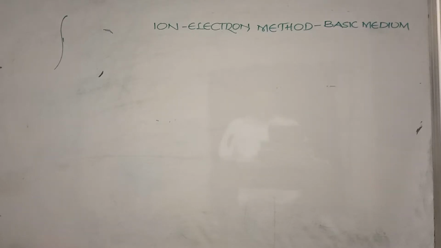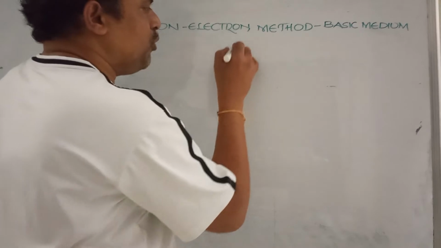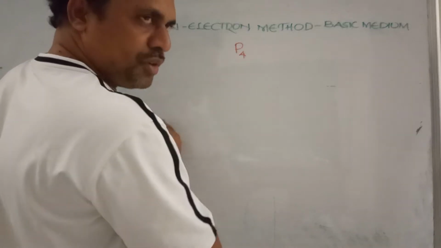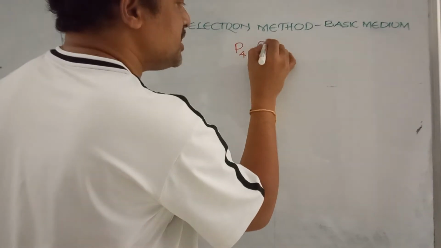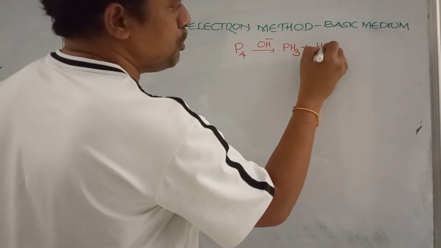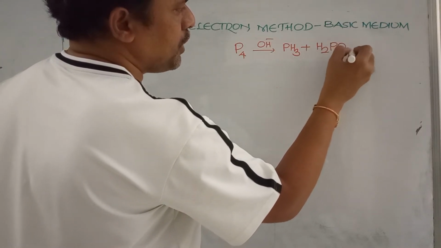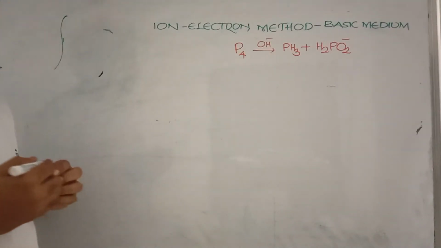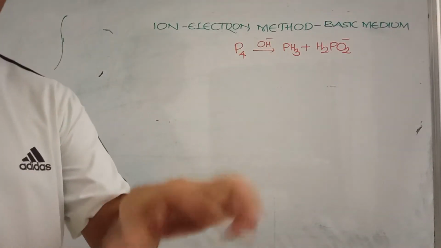Hello. Now we'll go with balancing of redox reactions, ion electron method, basic medium. Basic medium is very interesting. Students often get confused. One very interesting reaction we'll take is P4 in the presence of basic medium giving PH3 and H2PO2 minus. This reaction we need to balance.